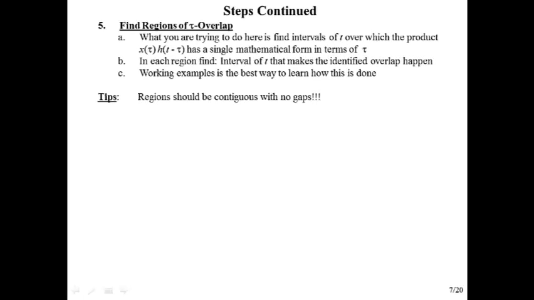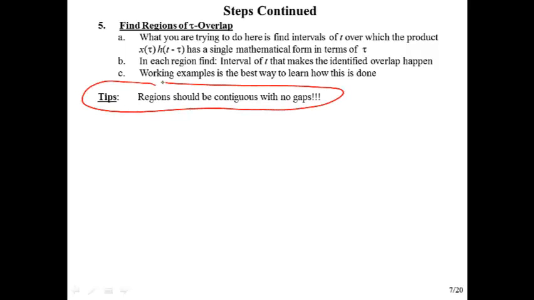Then in order for us to figure out what we're integrating and where we have to integrate it, we have to find these different ways that these shifted signals overlap. So I call that find the regions of tau overlap. And we'll work through some examples to help you understand how to do that. And when we're doing that, these regions should be contiguous. There should be no gaps. There should be no time interval left unaccounted for.